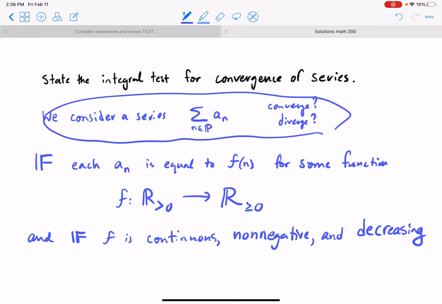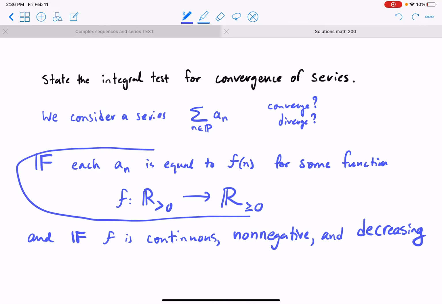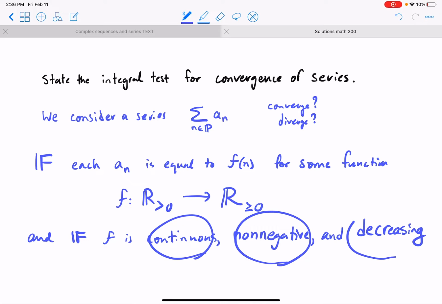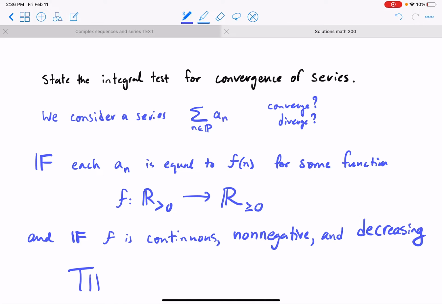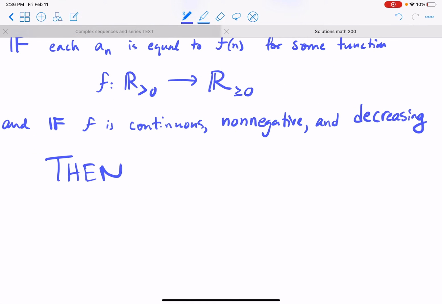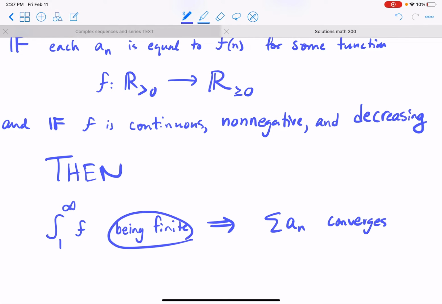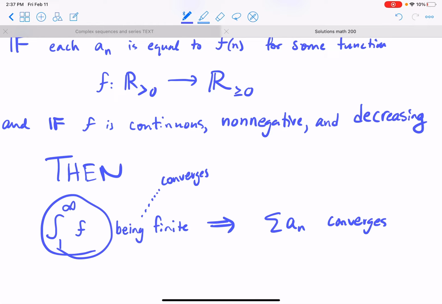We consider a series. Does it converge or diverge? Well, if each a sub n is just plugging into some function that's continuous, non-negative, and decreasing, then the integral from 1 to infinity of that function being finite implies that this thing converges. By the way, when I say being finite, other people would say that this converges. Okay, that's what I mean. In other words, this can be an actual number, a finite number like 123, okay, or 17.5.